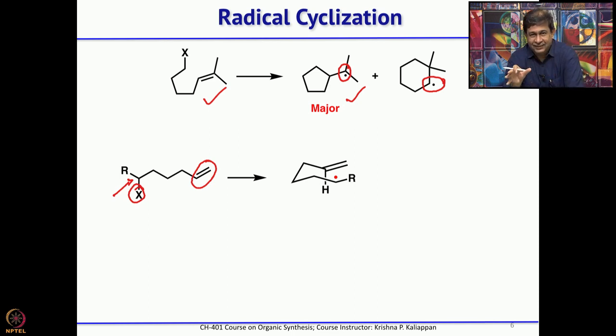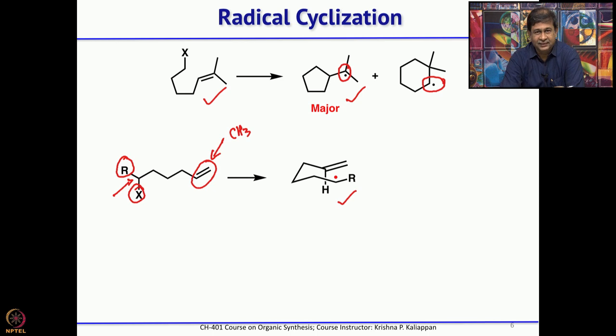When the radical cyclisation takes place, this will become a methyl group. What will be the stereochemical relationship between the R and methyl? So what you should do is draw a chair-like conformation. See, this is a chair-like conformation.